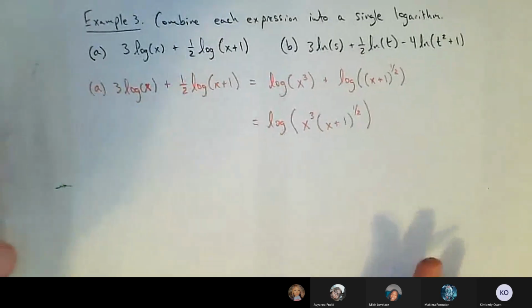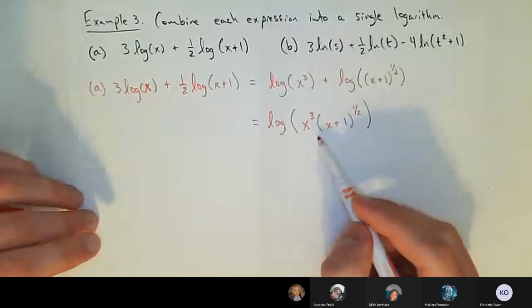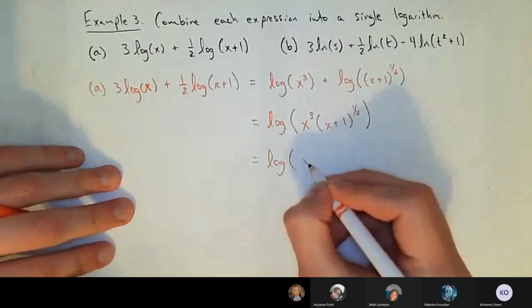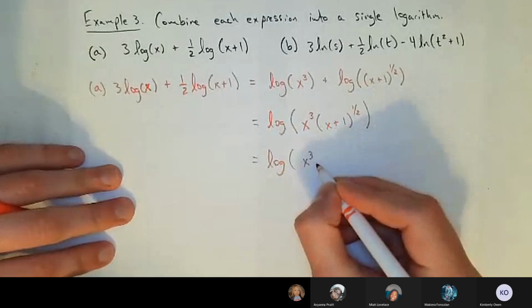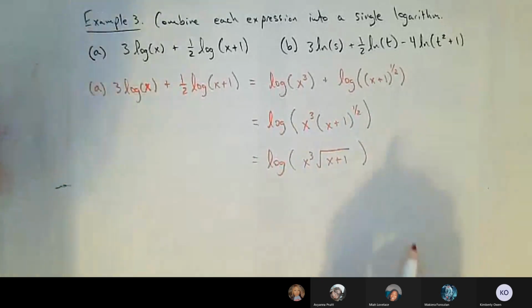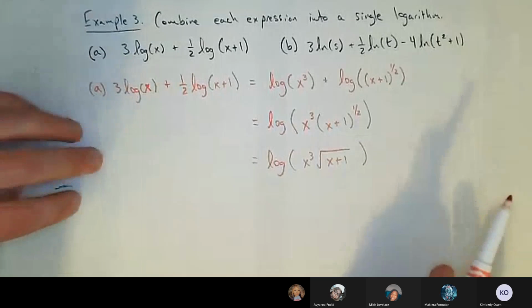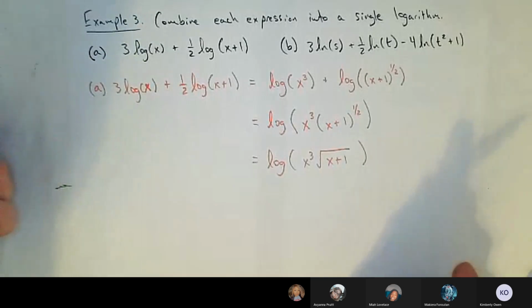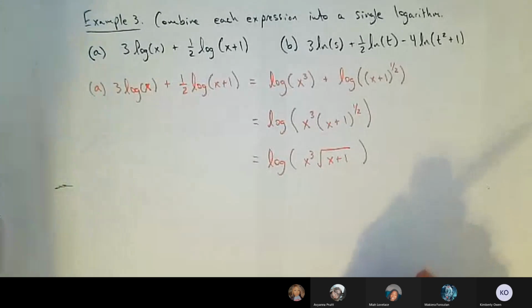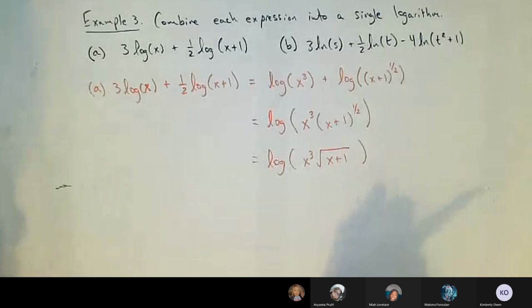Not really, right? I know the 1/2 can be written as a square root, so if I prefer that notation, I could say x cubed and then square root of x plus 1. That allows me to drop those extra parentheses, I suppose, if you prefer that, but other than that, there's nothing else to be done here. Okay.